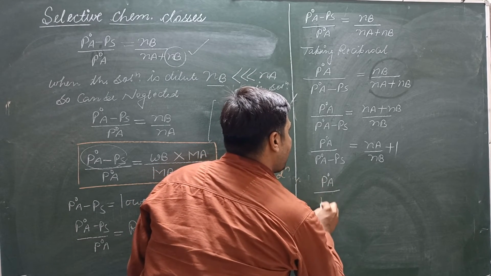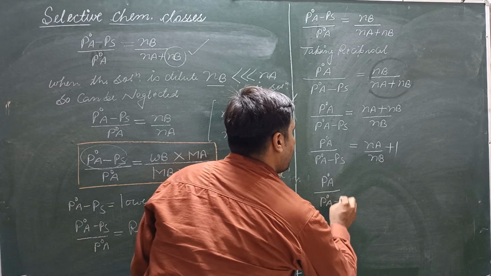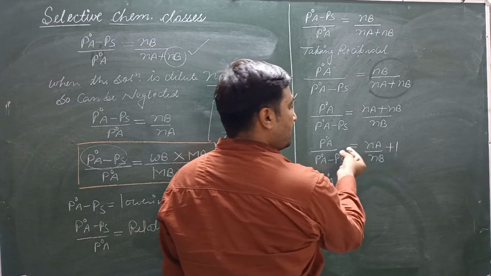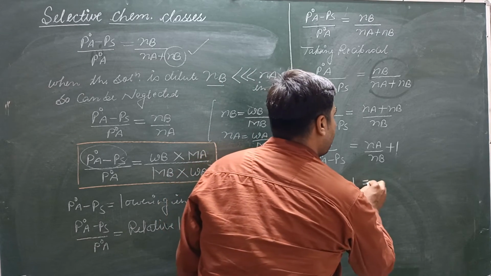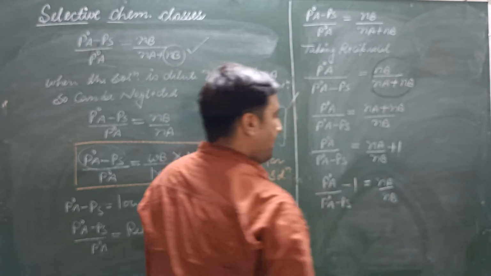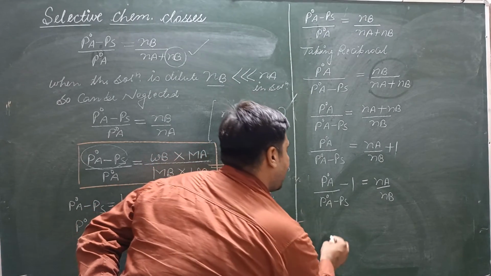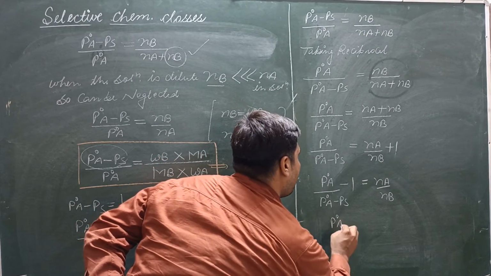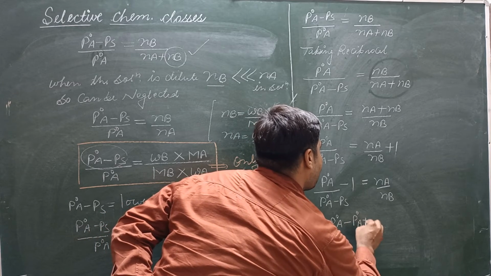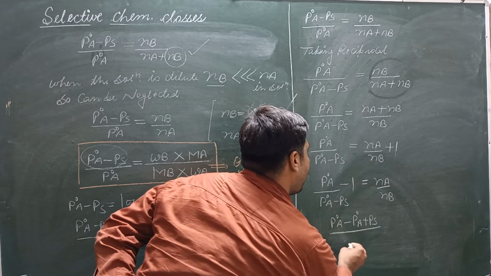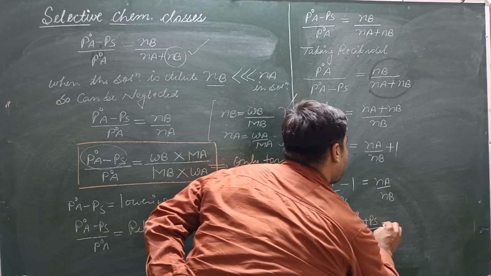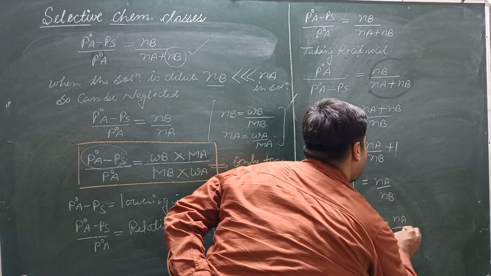This can be rearranged this way. This plus 1 comes to this side with a minus sign. This will be equal to NA by NB. So by taking LCM, we got (P naught A minus P naught A plus PS) divided by (P naught A minus PS) will be equal to NA by NB.